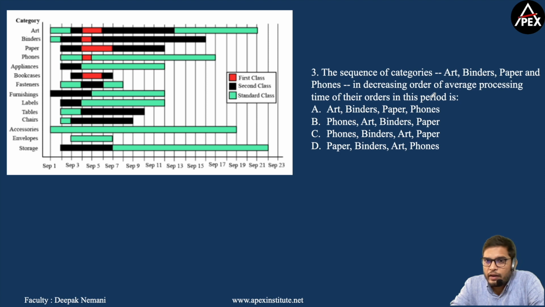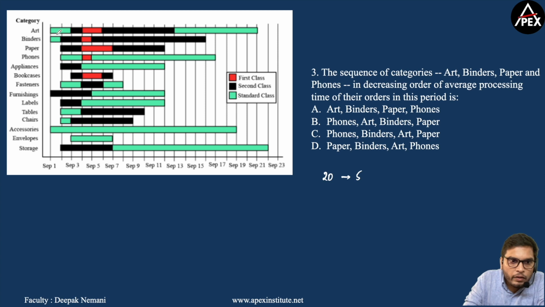Now the sequence of categories art, binders, papers and phones in the decreasing order of average processing time of their orders in this period is. So we had discussed in the earlier question how to find the processing times of all these categories. Now coming to art, the total processing time of all these orders of art is from September 1st to September 21st, which is nothing but 20 days. And in these 20 days, a total of 5 orders were processed, right? Now coming to binders, from 1st to September 16th. So in these 15 days, a total of 4 orders were processed.